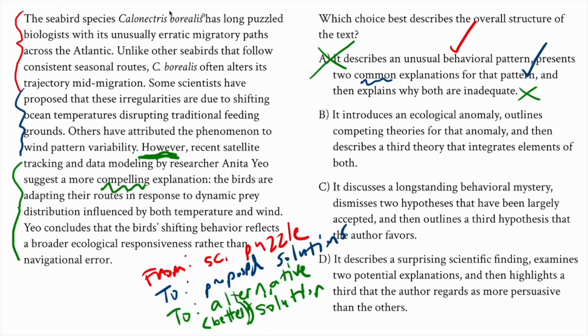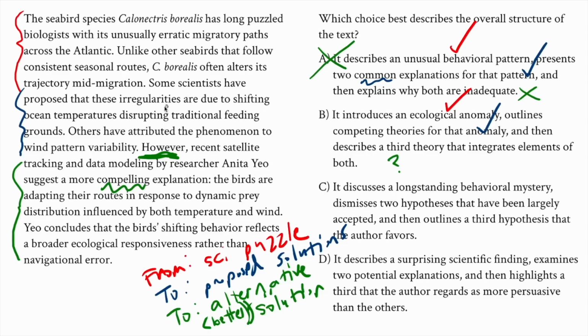It introduces an ecological anomaly. Well, again, that's just fine, right? Because an anomaly is a puzzle. It is something that scientists can't explain. It outlines competing theories for that anomaly and then describes a third theory that integrates elements of both. So here I would put a question mark, because does this third theory integrate elements of both?